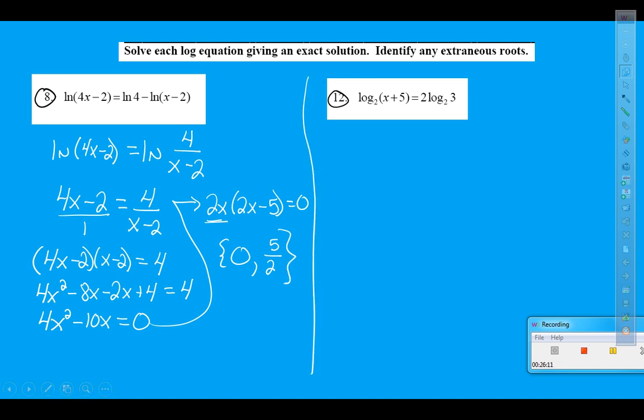Before I move on, make sure that you could use them. Go back in and plug in 0 and see if a negative number is going to show up. Well, if I plug in 0 right there, 4 times 0 is 0, 0 minus 2, you cannot find the value of the natural log of negative 2. So 0 doesn't work. My only answer is 5/2.